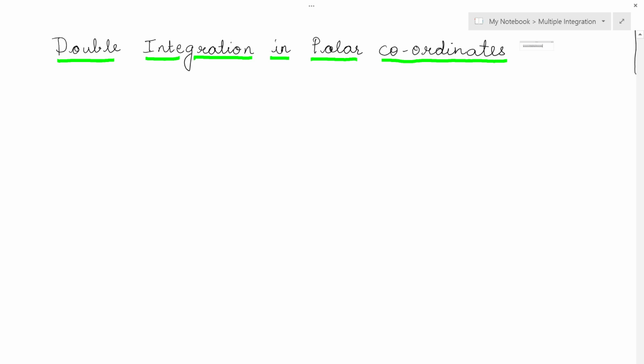Welcome back to the next lecture of multiple integration. Today we are going to take double integration in polar coordinates. Sometimes the double integral can be changed from Cartesian coordinates to polar coordinates, that is r, theta. How do we do this?